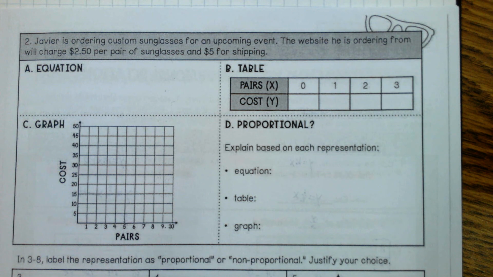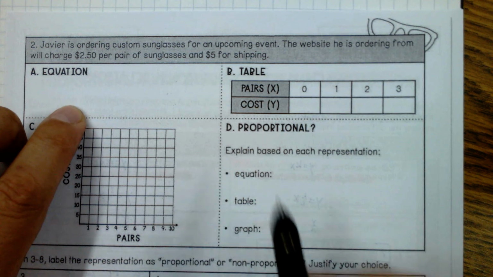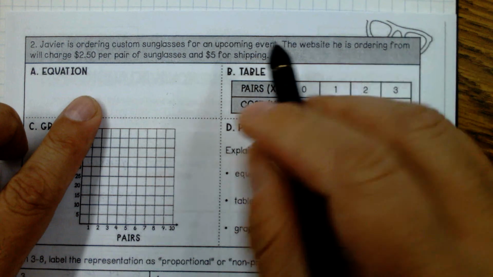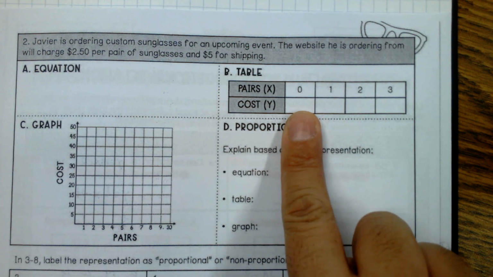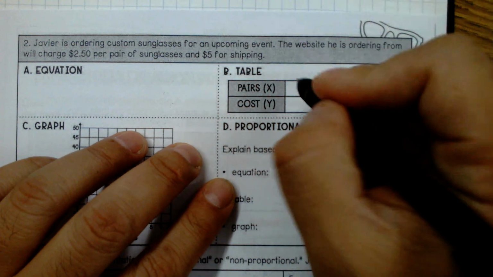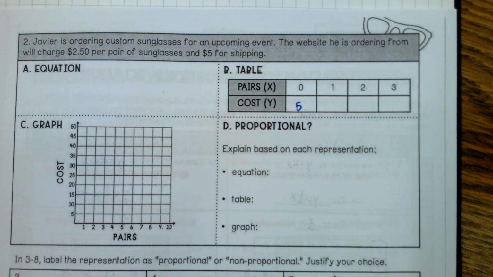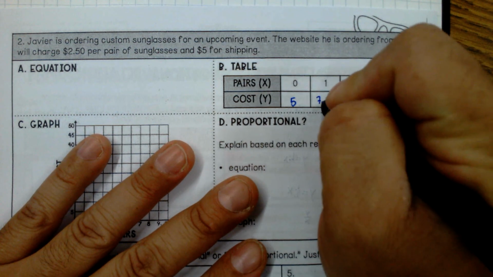All right. So which one shall we do first? The equation, the table, the graph? Actually, not a table. Okay. Let's try the table. So based on what we know here, how much will Javier pay for 0 pairs? $7. Well, just the shipping and handling would be $5. So he has to pay that no matter what. So even at 0 glasses, that has to be paid. At 1 pair of glasses, that would be $7.50.